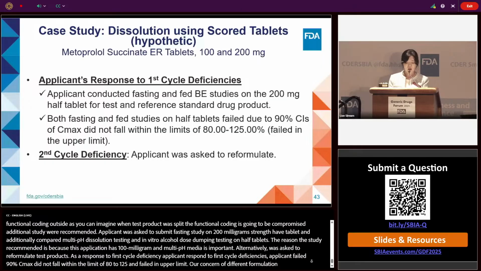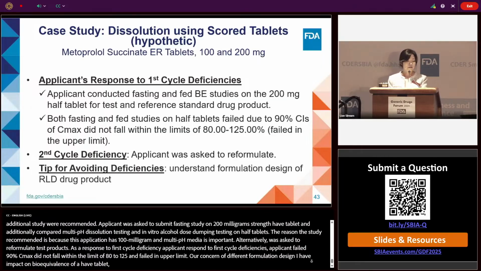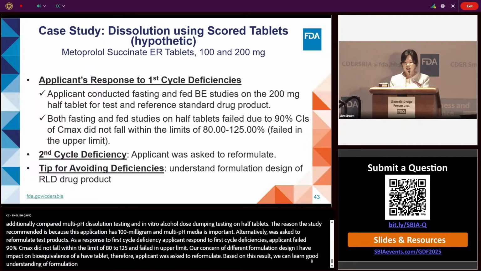Therefore, applicant was asked to reformulate. Based on this result, we can learn that a good understanding of formulation design of RLD drug product would help to avoid deficiency and reduce the time and effort in drug development process.